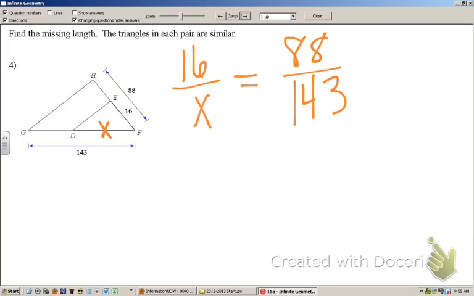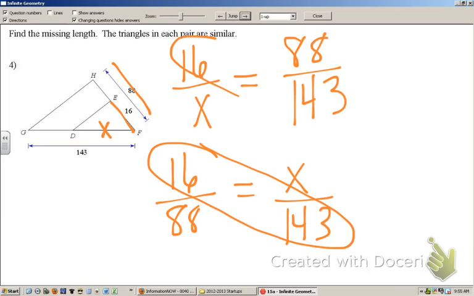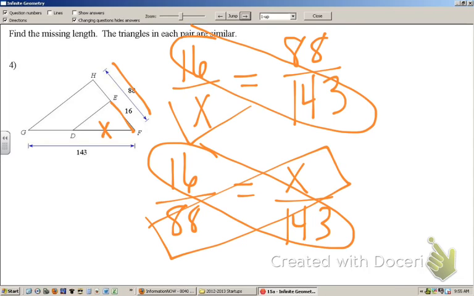Or if some of you see it as, hey, 16 corresponds to 88. Those are the two sides right here. So then X and 143. It's the same thing because notice what two numbers I'm multiplying together. Those two and those two. So I'm still going to get the same solution.